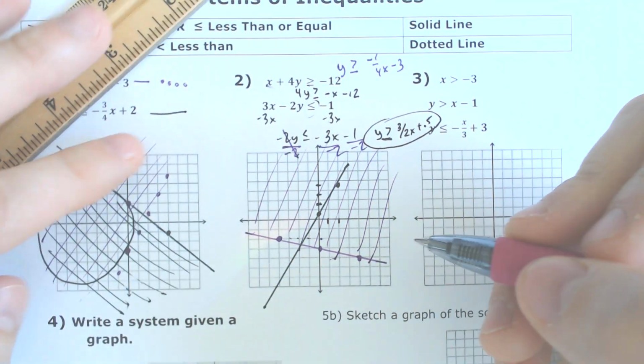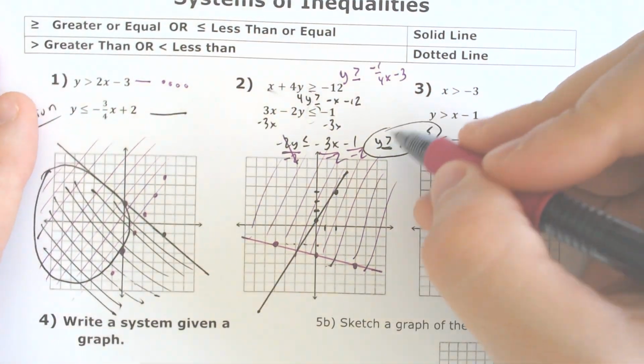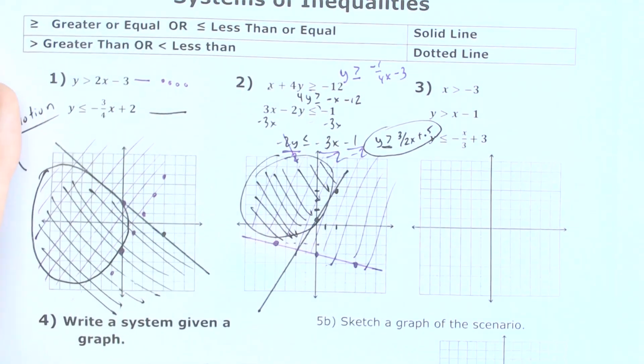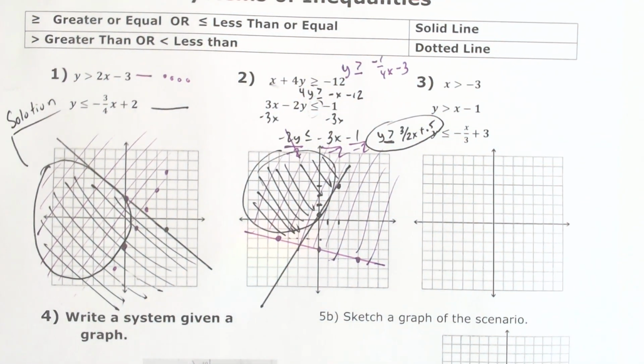And there's our line. Which way should we shade for this one? This one is also greater than, so we have to shade above the line. So this area right here would be where they would overlap.